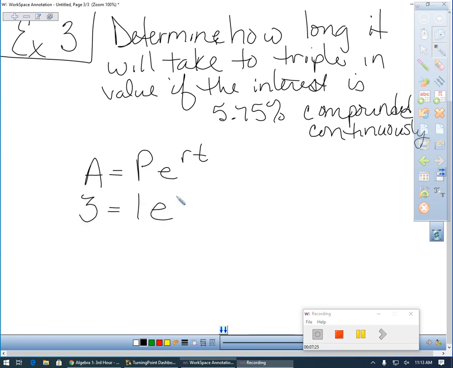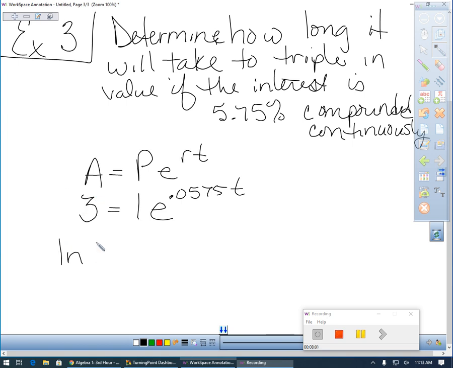Now how do I write my rate? How do I write that? Good. 0.0575 t. So out of this whole thing, we're solving for t. We want to know the amount of time, right? Okay. So how do I go about solving for t? How do I get rid of the e in here? Natural log. Very good. So we're going to take the natural log of both sides, right?